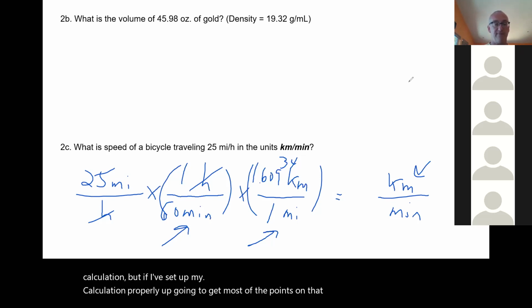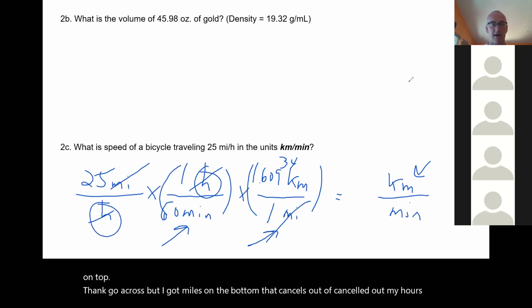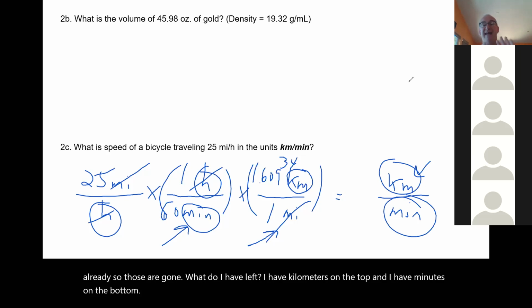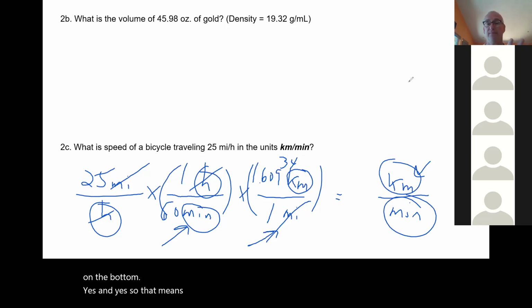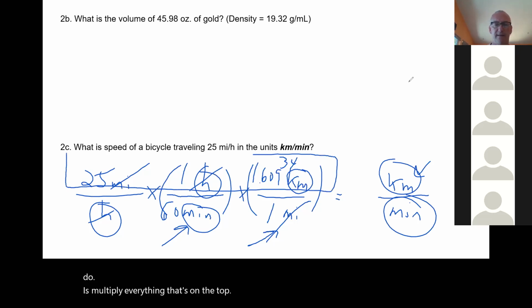So miles, I have miles on top. I go across, I got miles on the bottom. That cancels out. I've canceled out my hours already, so those are gone. What do I have left? I have kilometers on the top and I have minutes on the bottom. Yes and yes. So that means I've set my conversions up properly. So now all I have to do is multiply everything that's on the top together and divide it by everything that's on the bottom.